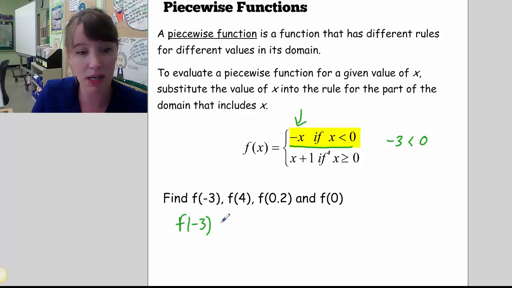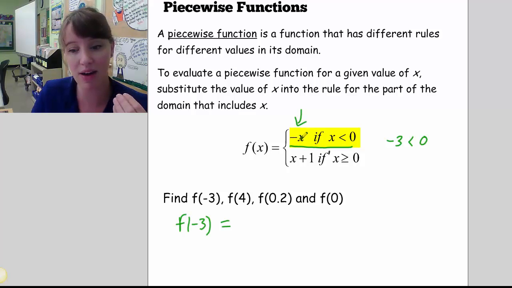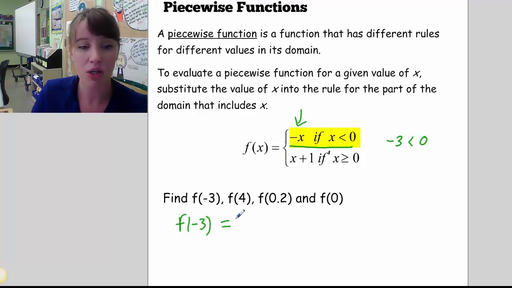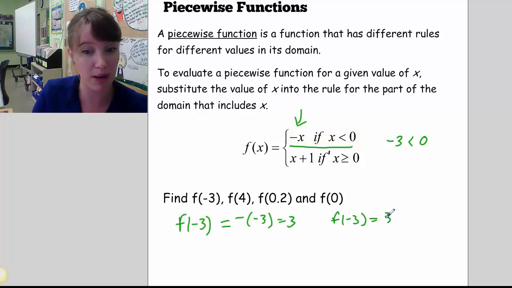So for f of negative 3, what does this rule say? It just says take the opposite of the input. It says negative x, but really what that's doing is, whatever the input is, whatever x is, you're taking the opposite. So it would be negative negative 3, which is 3. So f of negative 3 is just 3.